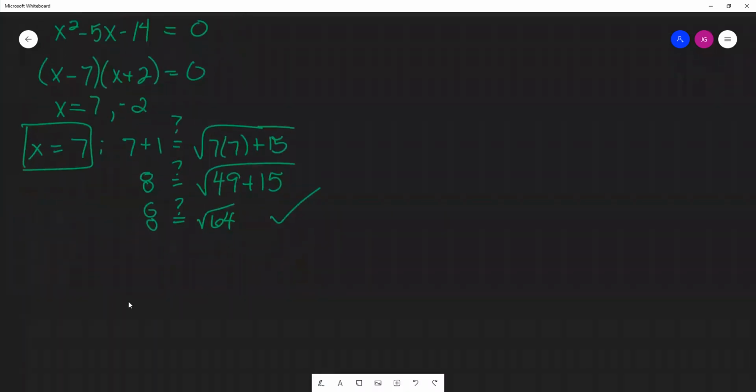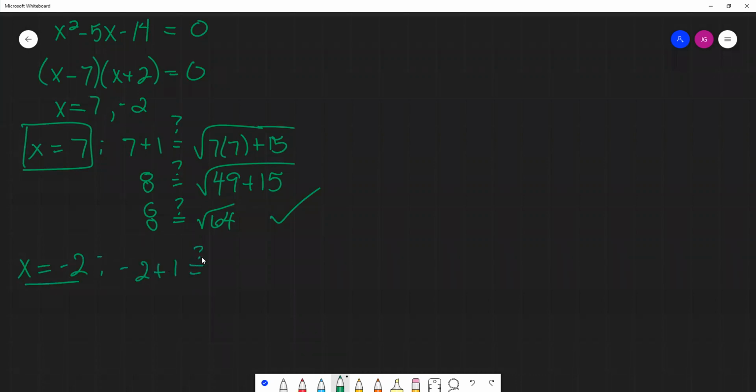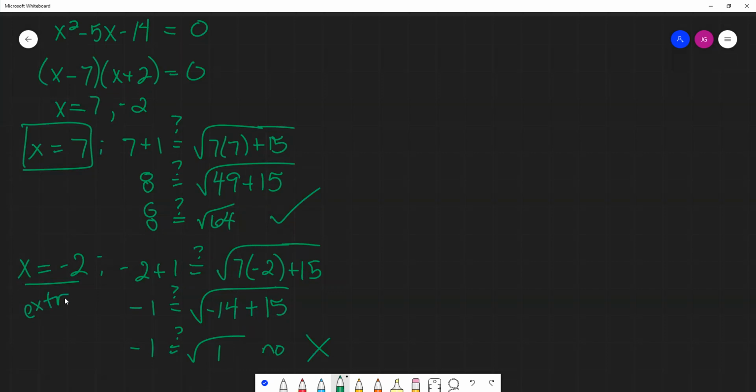Okay, now let's try x equals negative 2. Spoiler alert, this is the one that's not going to work. So x equals negative 2, I get negative 2 plus 1. Is that going to be equal to the square root of 7 times negative 2 plus 15? Negative 2 plus 1 is negative 1. Is that equal to the square root of negative 14 plus 15, which is 1? Is the square root of 1 equal to negative 1? No. So this is the extraneous solution.